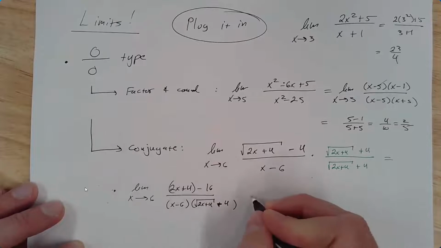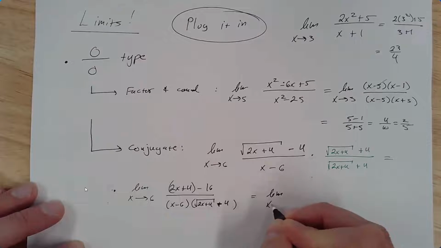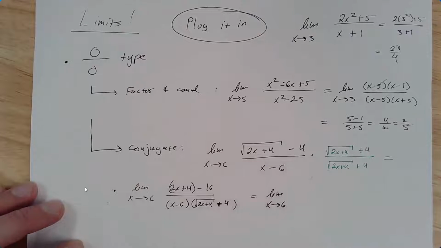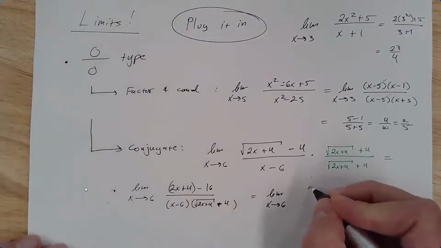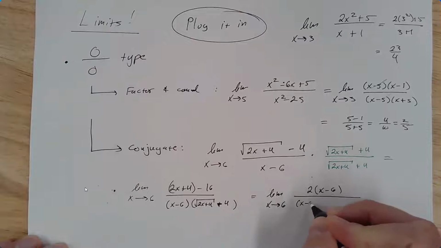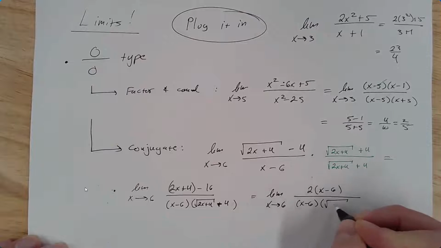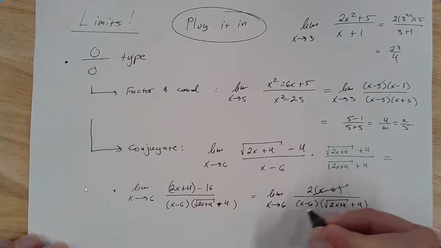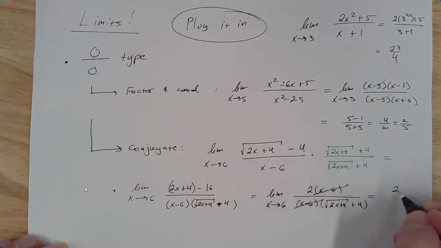And then we simplify. We usually end up doing some factoring and canceling. The numerator is 2x minus 12, which factors as 2 times x minus 6. Then you can cancel the x minus 6 in the numerator with the x minus 6 in the denominator. And you end up getting 2 divided by the square root of 16 plus 4, which is 2 over 8, which is 1/4.